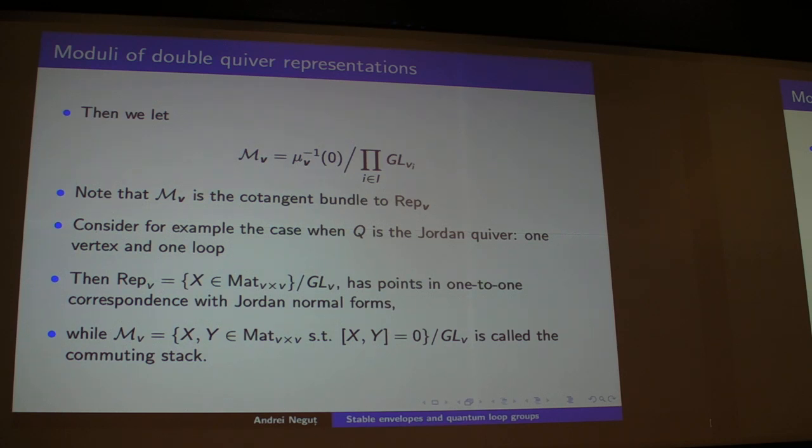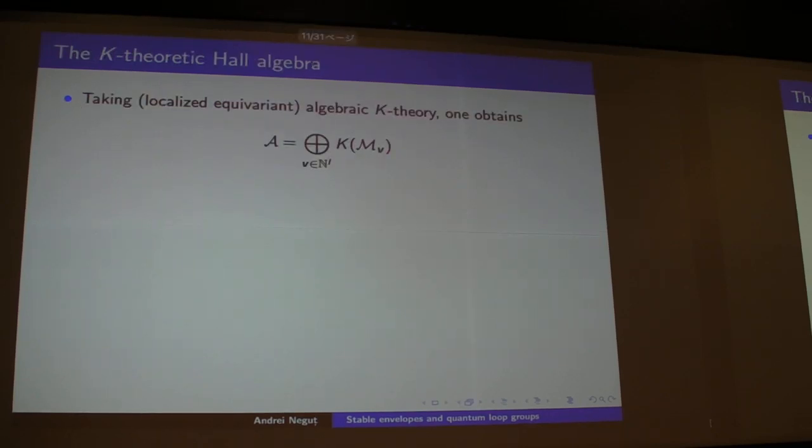So these are the most interesting basic examples of these moduli spaces in my book, and there are many others, of course. Okay, so we have some moduli spaces, and now the question is, what do we do with them? Let me start by defining this object called the K-theoretic Hall algebra.